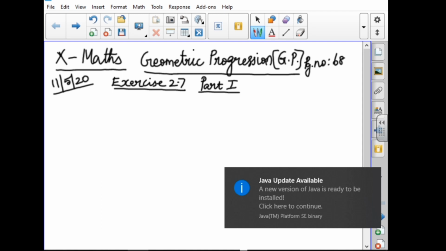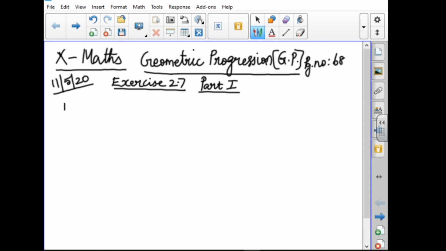What is geometric progression? Now consider the sequence. Sequence means arrangement of real numbers in a certain order. 5, 15, 45, etc. Usually we studied arithmetic progression. Now consider this sequence. The difference between 5 and 15, these two terms, is 10, whereas the difference between the next two terms is 30. So we cannot say it is an AP.